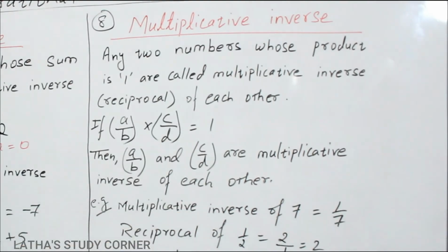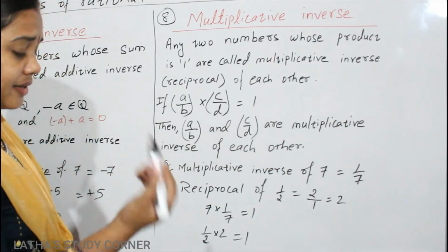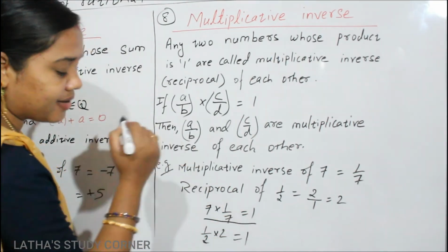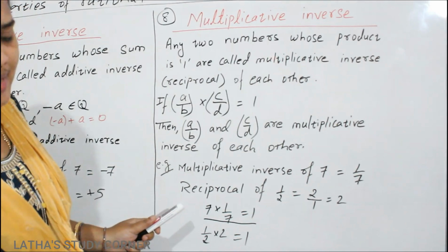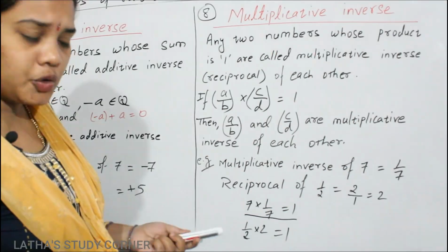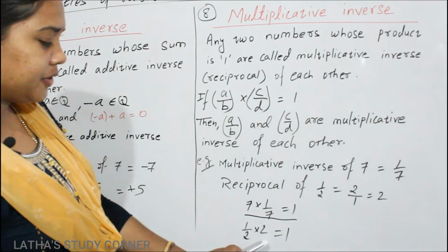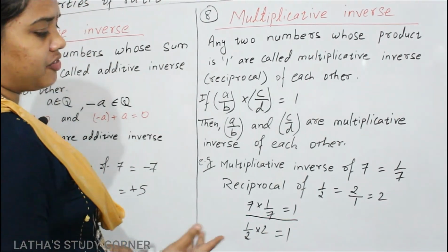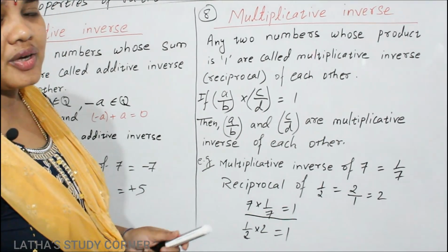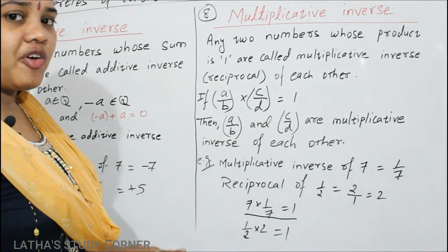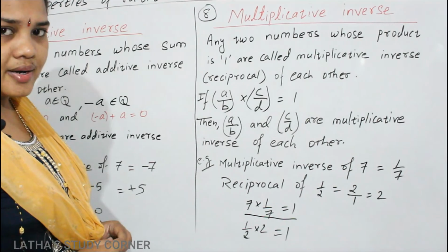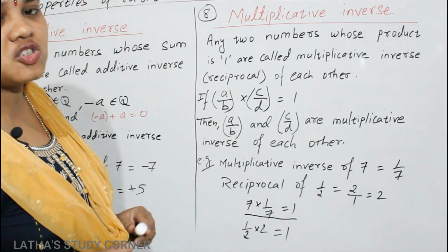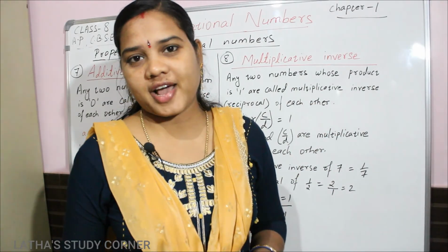Example, the multiplicative inverse of 7 is 1 by 7. The reason is 7 into 1 by 7 is equal to 1. Multiplicative inverse and reciprocal are both the same. The reciprocal of 1 by 2 is 2. Why? Because 1 by 2 into 2 is equal to 1. So if anyone asks what the reciprocal of 5 is, you can say 1 by 5. The reason is 5 into 1 by 5 is equal to 1. So any two numbers whose product is 1 are known as multiplicative inverses of each other, or reciprocals of each other. So these are the important properties of rational numbers.